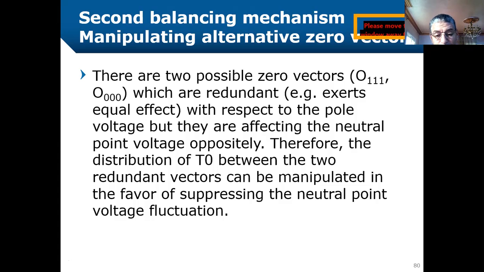So if we manipulate the distribution of the zero vector, instead of having 2 quarters on the extreme right and left, and 1/2 of the dead time in the middle, we can make this distribution uneven. We can manipulate this division or this distribution in favor of balancing the capacitor voltage. Okay, and there is a simple way to do that.